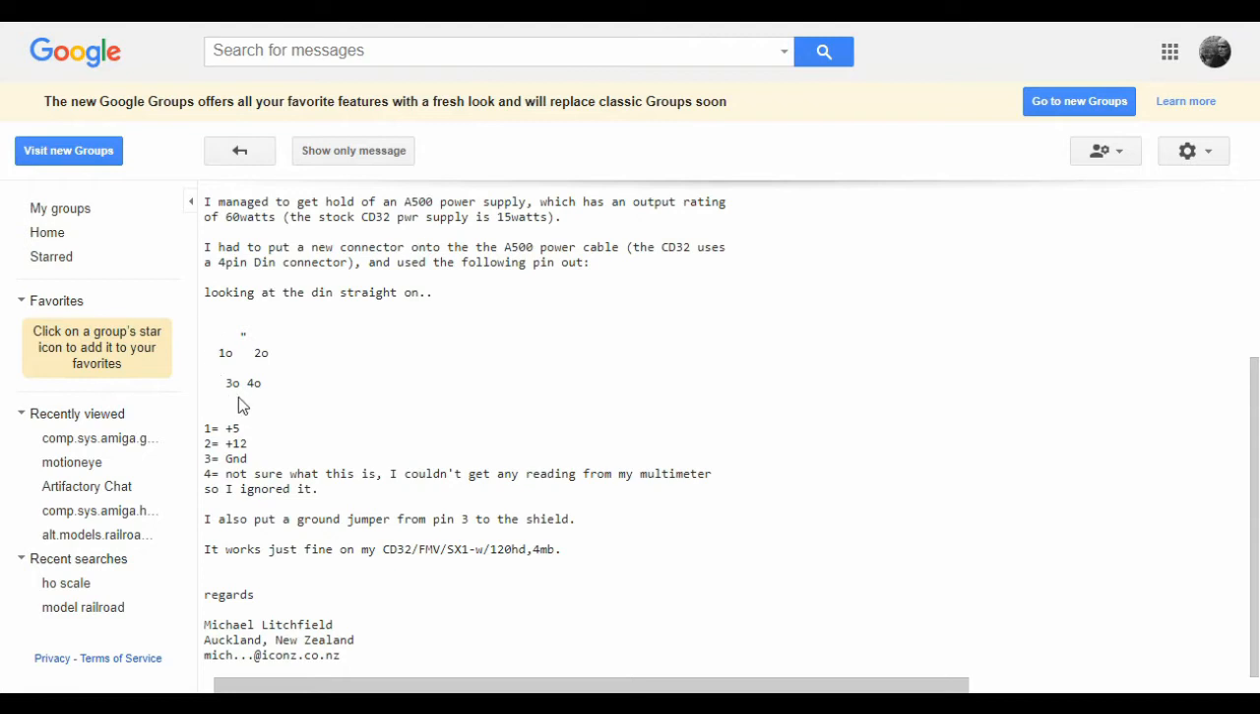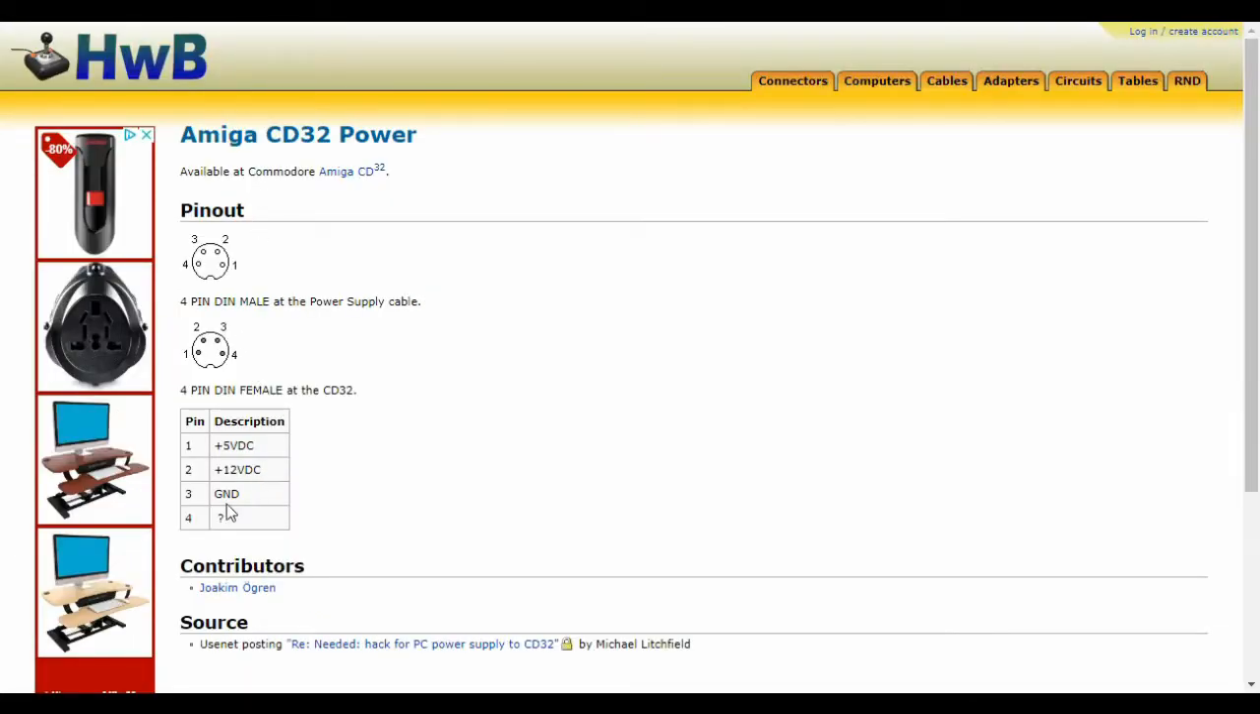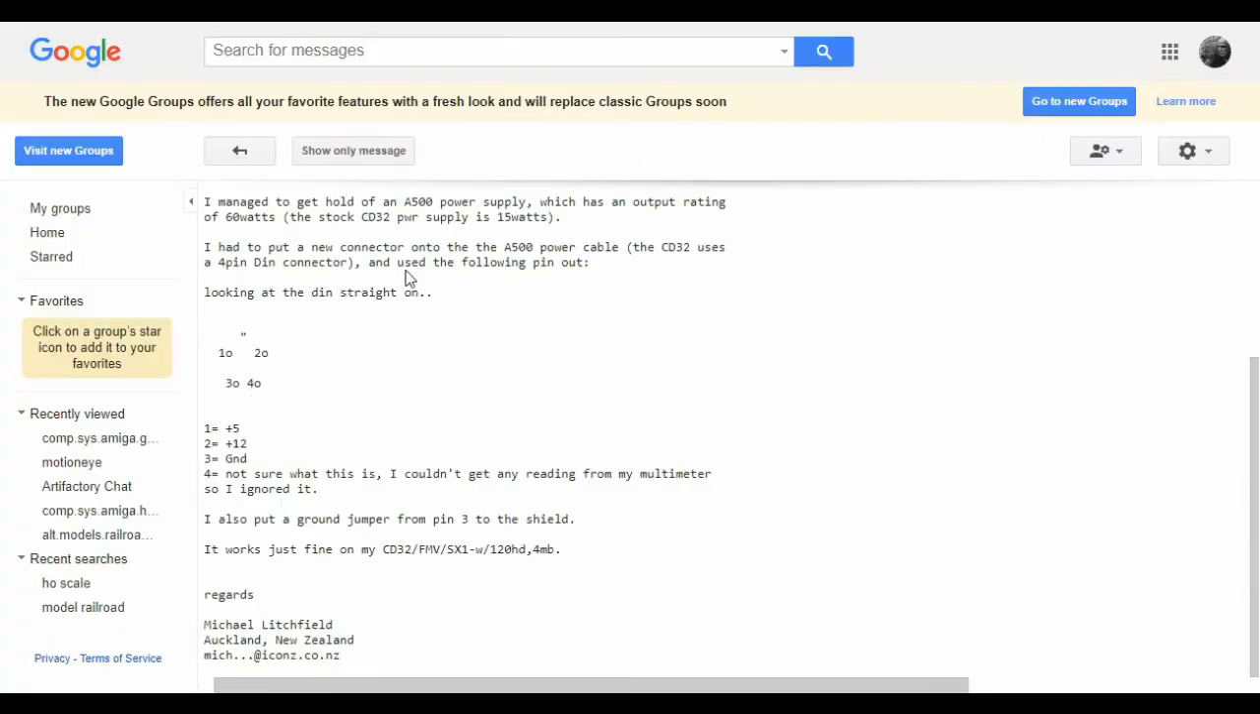Going from one edge to the other, we've got 5 volts, ground, not connected, and plus 12. 5 volts, ground, not connected, and plus 12. 5 volts, ground, not connected. So even if you reverse it, it is not correct. So is this one incorrect also?